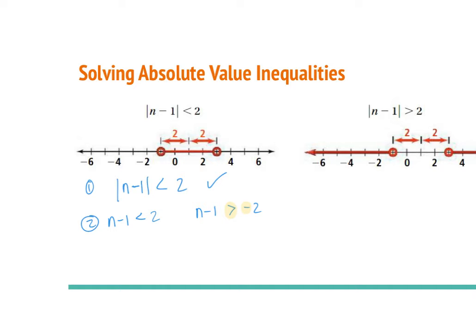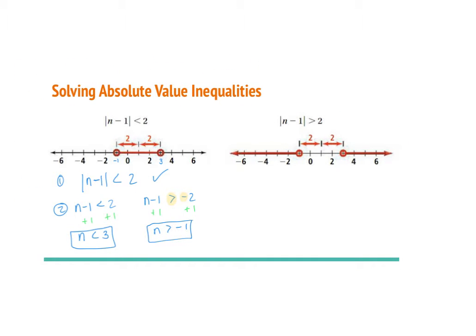So now, what we're going to do is add 1 to both sides on both of these. On the left one, we're going to get n is less than 3. And on the right, we're going to get n is greater than negative 1. Okay? If we found negative 1, which was right here, and we shaded to the right, and then we found 3 and shaded to the left, we would get this region in between. Notice how they're open circles because it's less than, not less than or equal to, and it's greater than and not greater than or equal to.